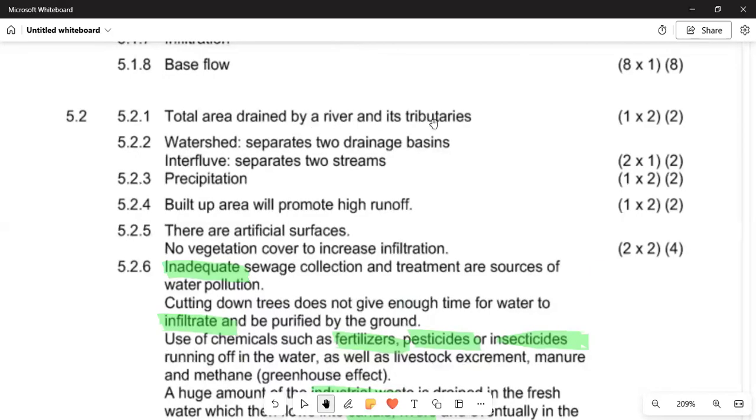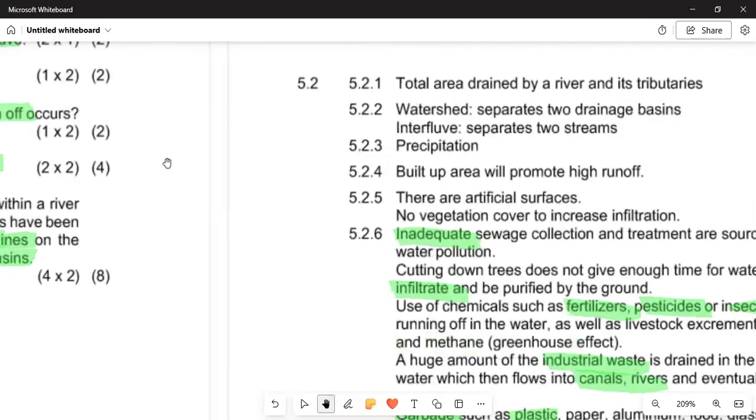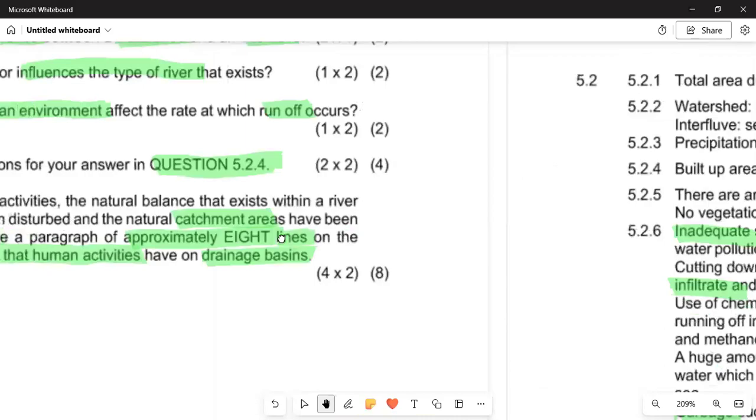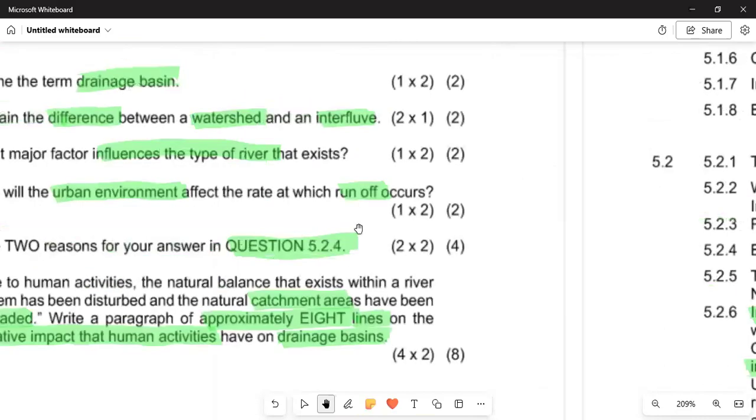And we say that the more tributaries there are, the more the river would contain its water. All right. Then we move on again to the other question. In this case, that is 5.2.2.